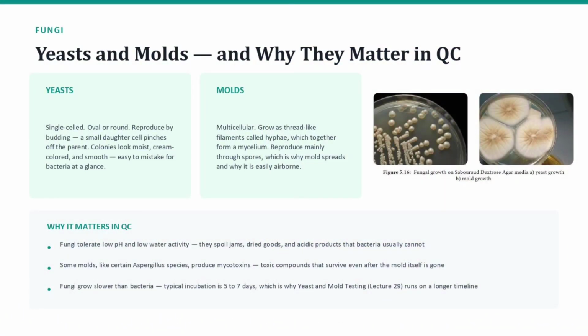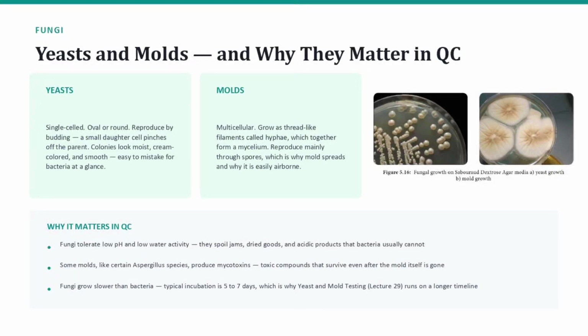Now let's move to fungi, which covers both yeasts and molds, and they are structurally quite different from each other. Yeasts are single-celled. They are oval or round, and they reproduce by budding, where a small daughter cell literally pinches off the parent cell. On agar, yeast colonies look moist, cream-colored, and smooth, and I want to flag this clearly. They are genuinely easy to mistake for bacteria at a glance. Do not assume smooth and cream-colored automatically means bacterial.